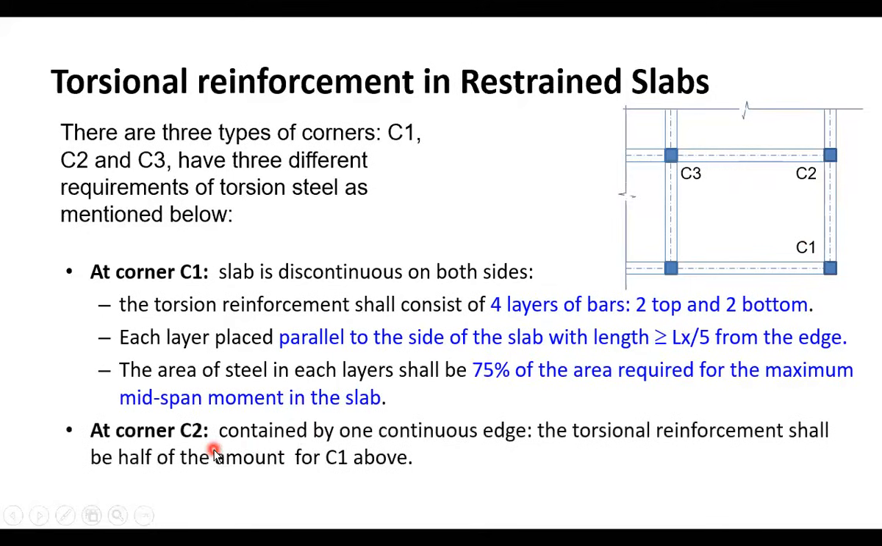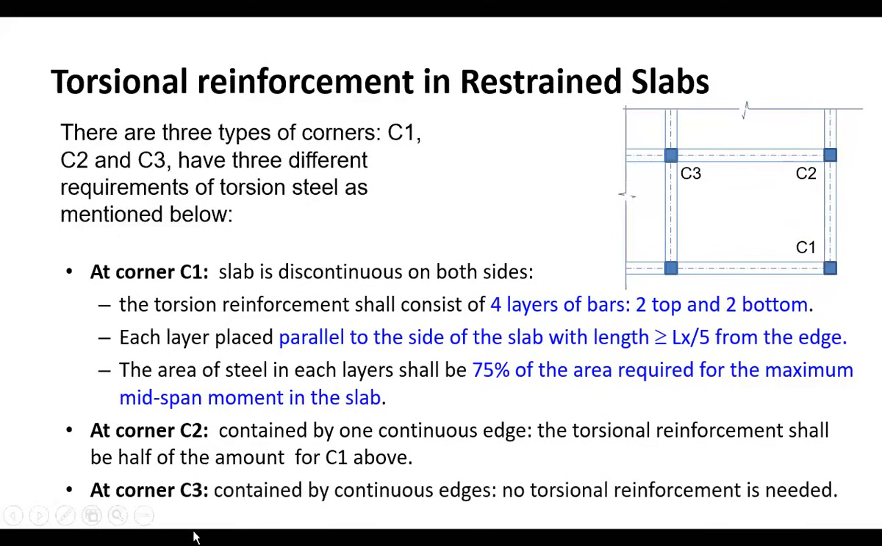In case of corner number 2, it will be half of the corner number 1. You will need only torsional reinforcement in the discontinuous direction. So it will be here. Again, the length will be 20% of the short span over 5. And you will have top layer and you will have bottom layer. You don't need, in this case, reinforcement in the short direction because of continuity.